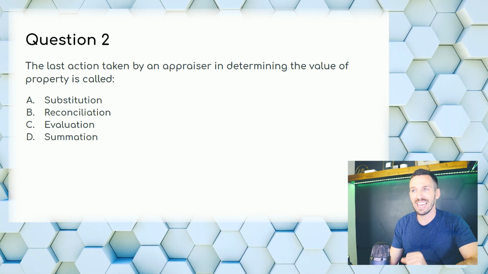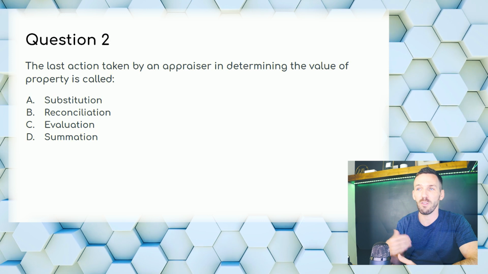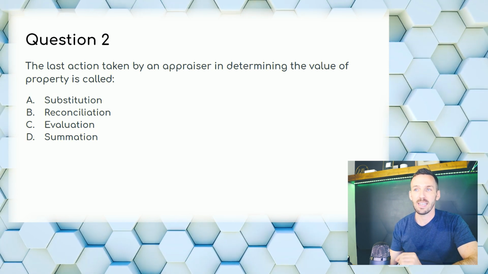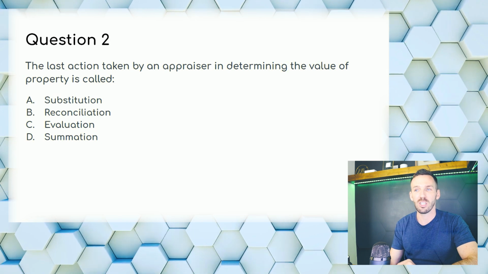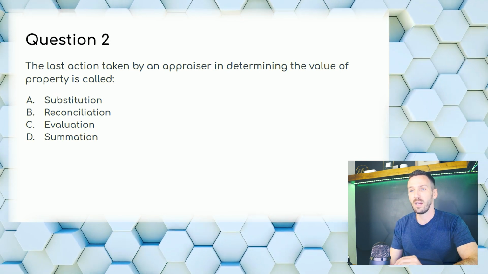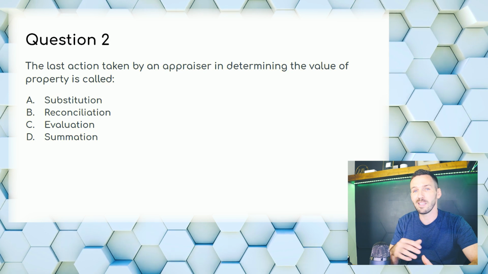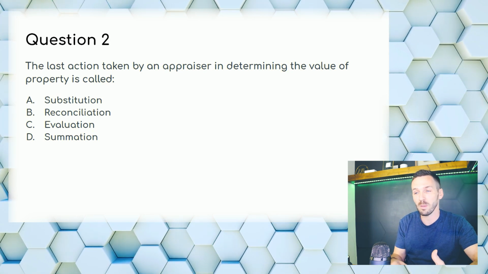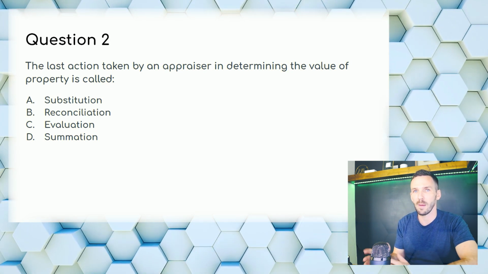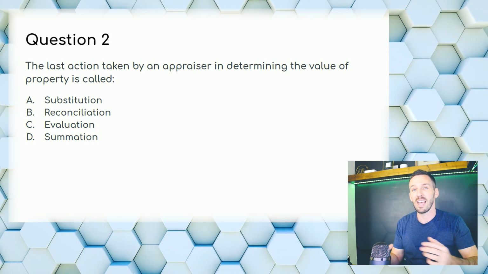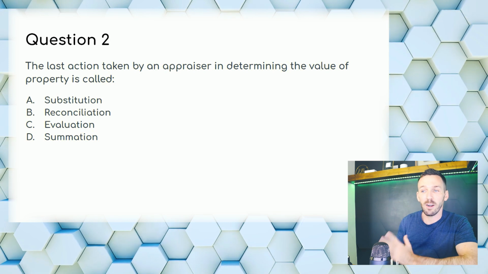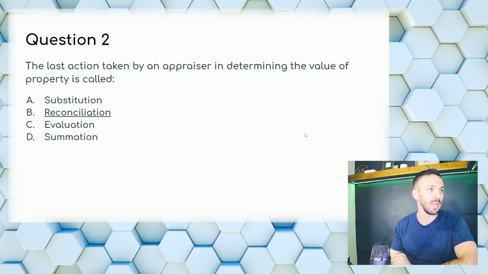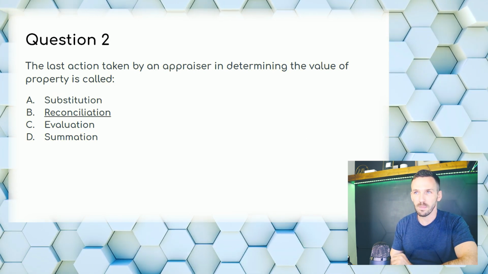All right, question 2. The last action taken by an appraiser in determining the value of property is called A. Substitution, B. Reconciliation, C. Evaluation, or D. Summation. So this is a keyword here, but there is a comparison approach, cost approach, and the income approach, I believe. At the end of evaluation, they reconcile all three, if needed, to come to a final appraised value. So the answer here is B, reconciliation.